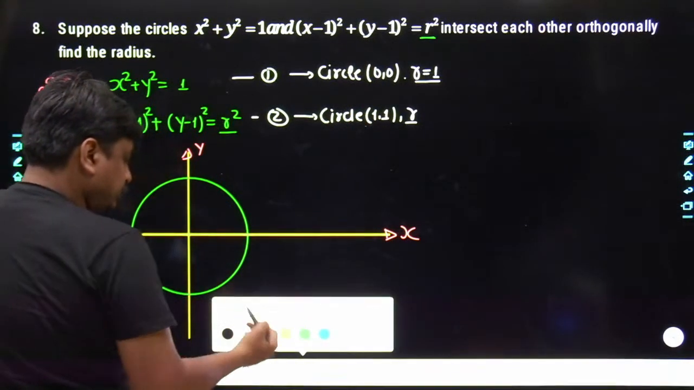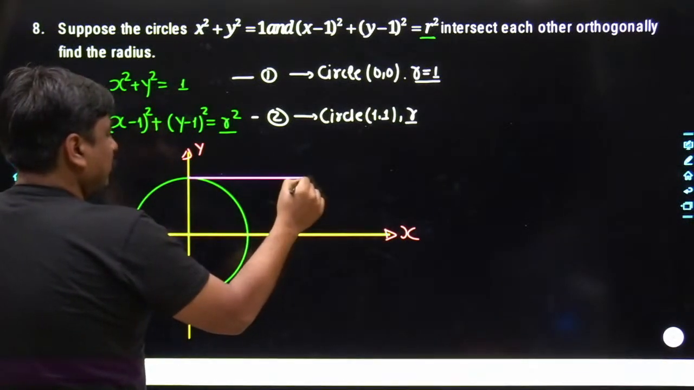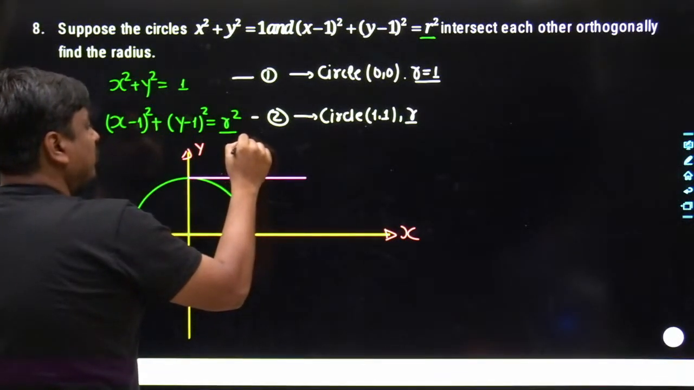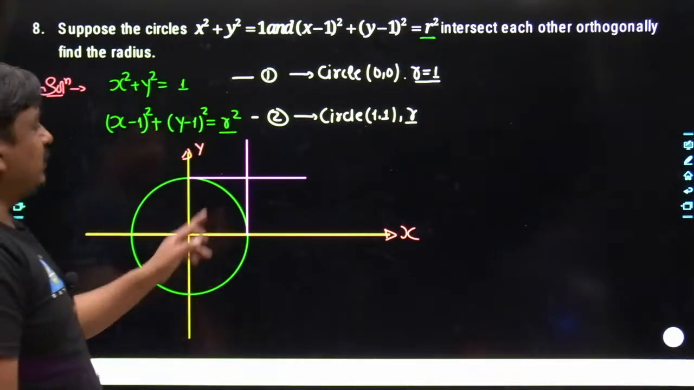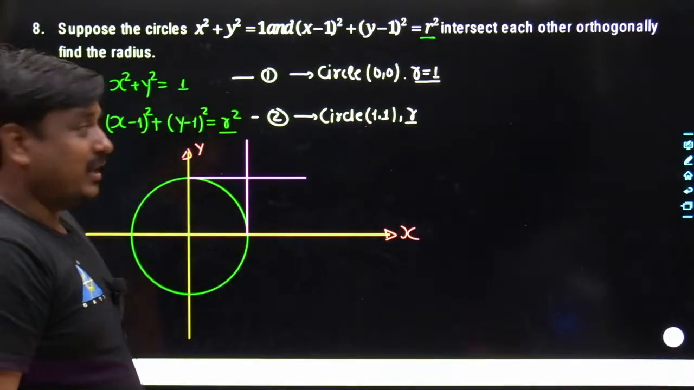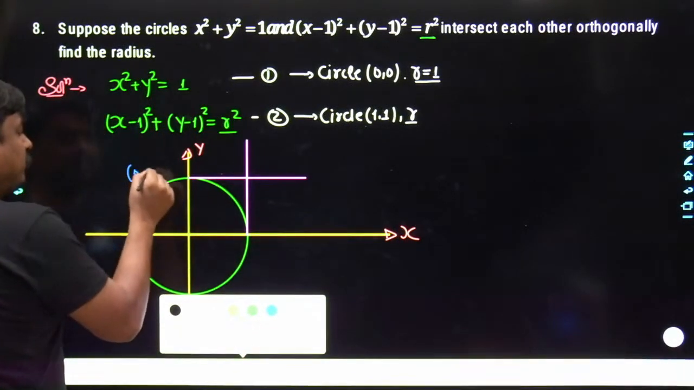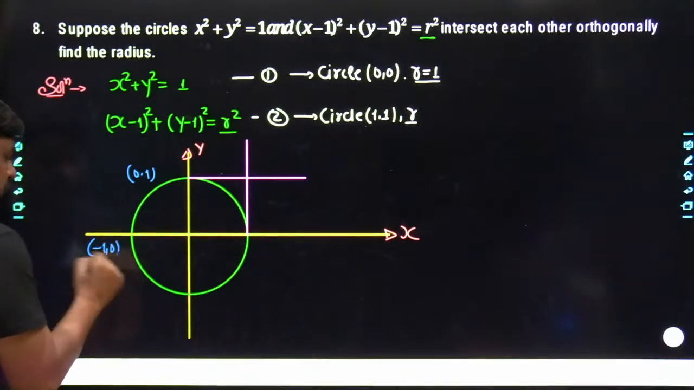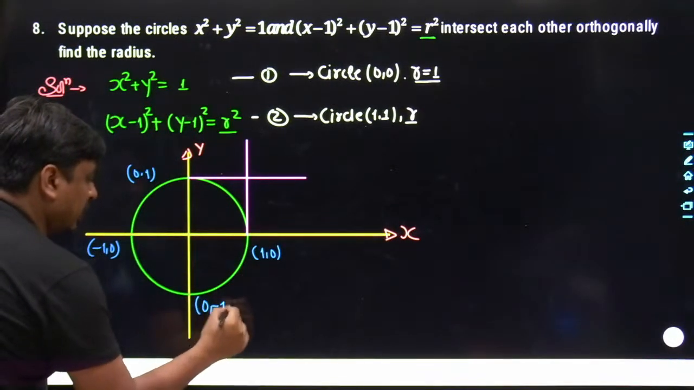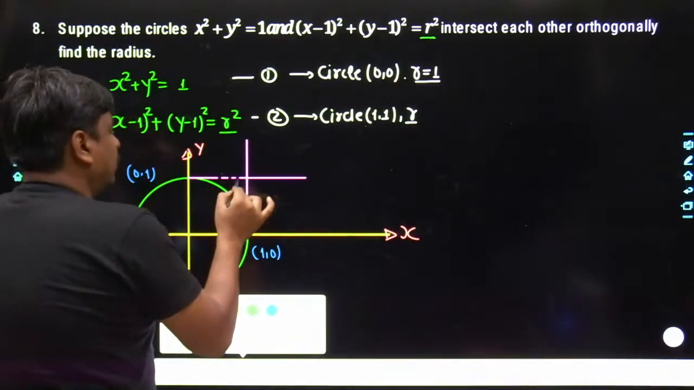You can do one thing. You can stretch this line horizontally outside, that would be y equals 1. Similarly, you can stretch this line vertically upside, that would be x equals 1. This intersection point is where the abscissa is 1 and the ordinate is 1, because this circle crosses through (0, 1), (minus 1, 0), (1, 0), and (0, minus 1). For better understanding, let me mark this as 1.